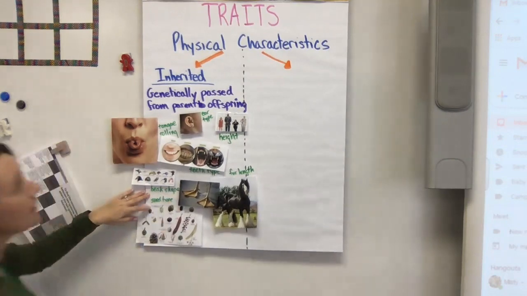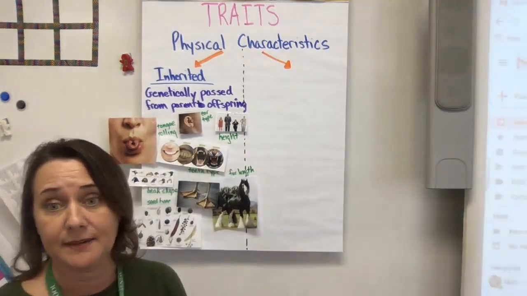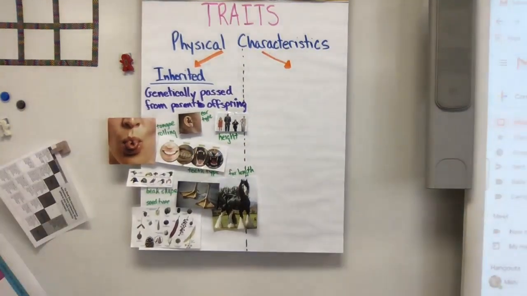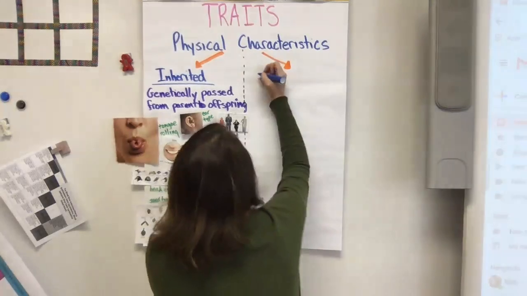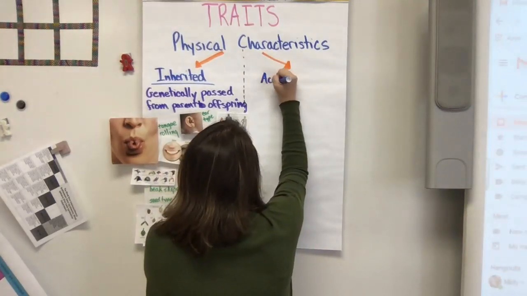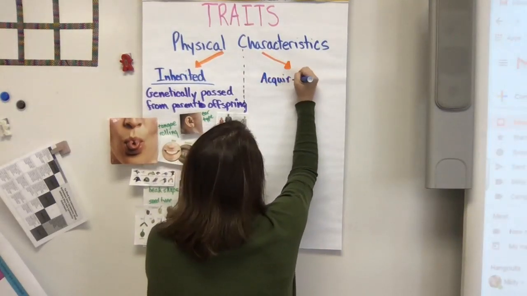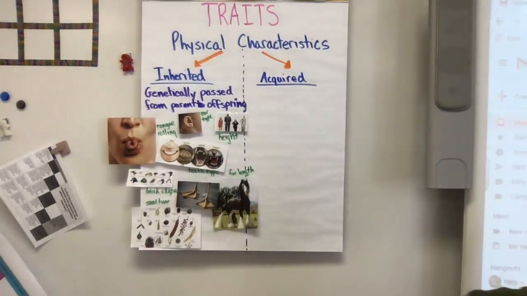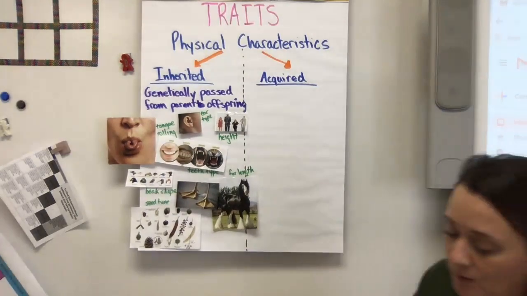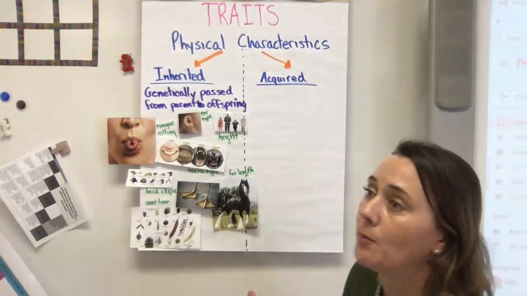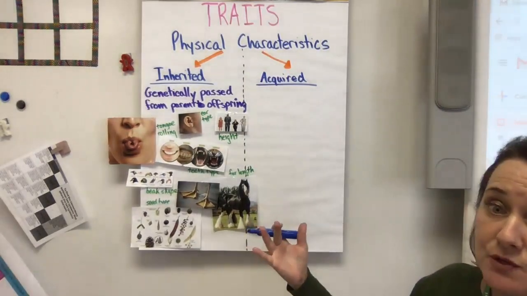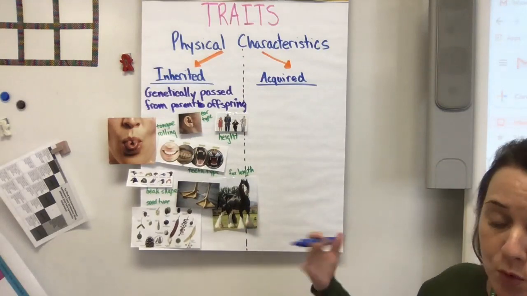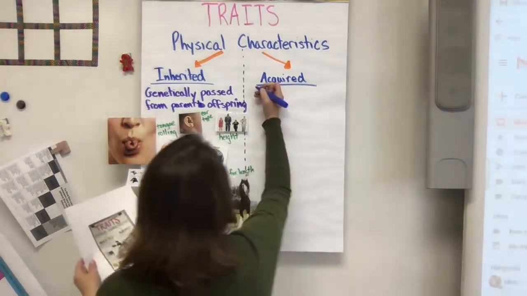Okay, so now we're going to come over here to the other side. And these are not inherited traits. These traits are going to be something different. These are called acquired traits. Ms. Ross, what does that mean? Okay, acquired means that these traits come from their environment. They have come about because of something that happened to this plant or animal or organism. So let's write down the definition.